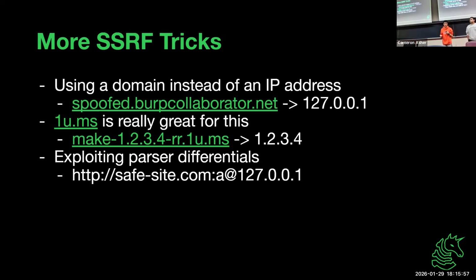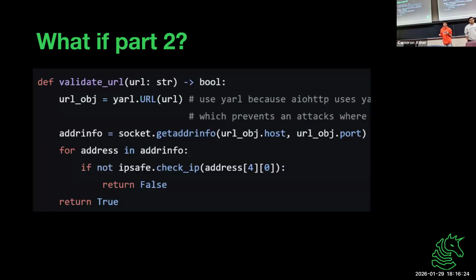And then you can also exploit partial differentials. So maybe your thing checks if it starts with http://safesite.com. So the trick here is this is the actual domain that it's being sent to. This is the authentication part. So it's creating a username safesite.com and the password is A, and sending that with HTTP basic authentication to localhost. And ideally, your server will ignore this, and then you can get access to what you want. But what if it gets even more intense?